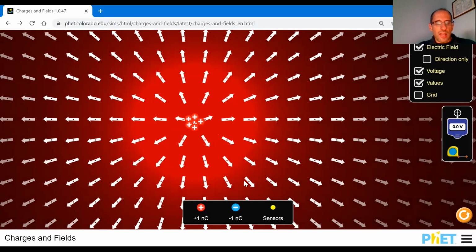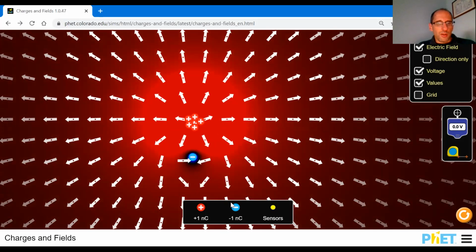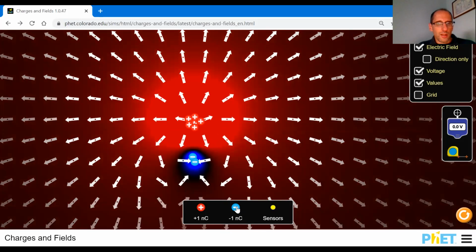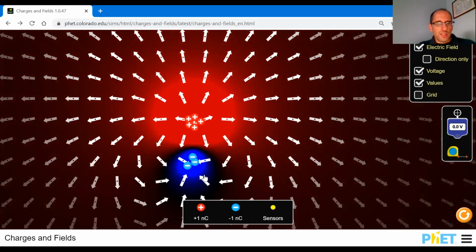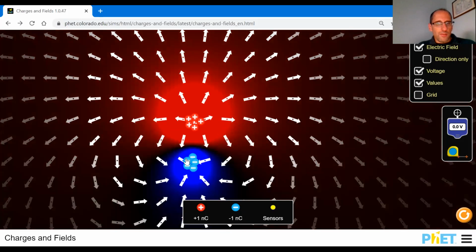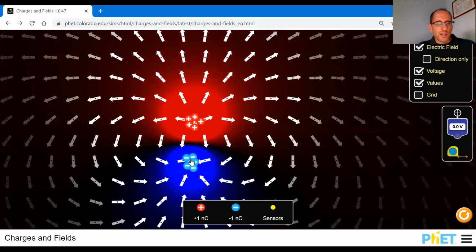How about some negative charges? So if I do a negative charge over here, now we have a dipole going on. Let's put a few more here, and you can see now we have these positive charges here and these negative charges here. And so negative charges establish an electric field oriented toward it, and positive charges establish an electric field oriented away from it. And so all over here, we see the electric fields that are the superposition of all these charges.